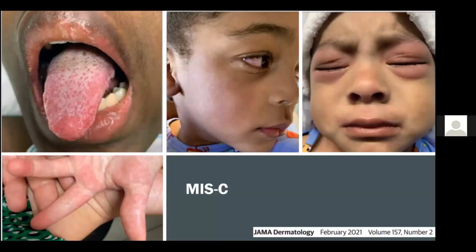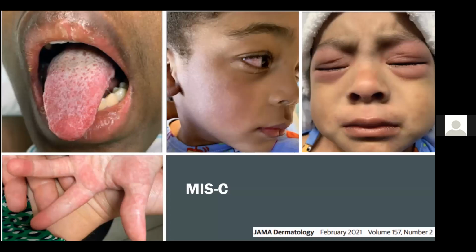And then MIS-C, the new multi-system inflammatory syndrome associated with COVID, a myriad of rashes have been described with it. And this is an inflammatory reaction that usually occurs about a month after the child had COVID infection, often when the infection was asymptomatic. And then they present with inflammatory signs quite similar to Kawasaki disease. They're usually much older though.